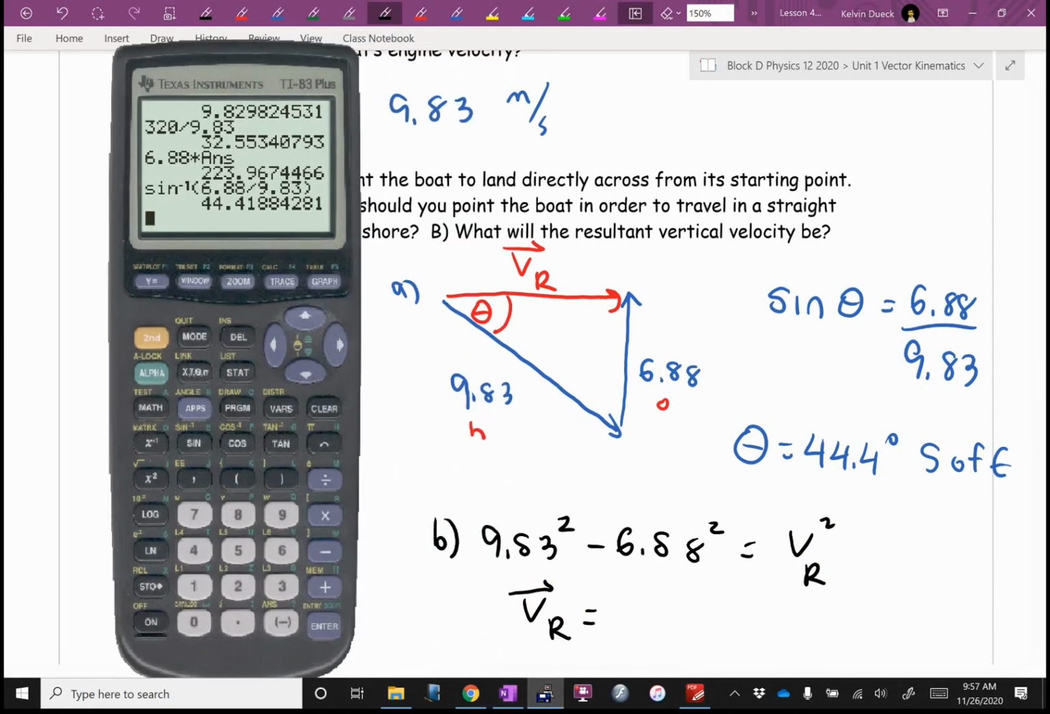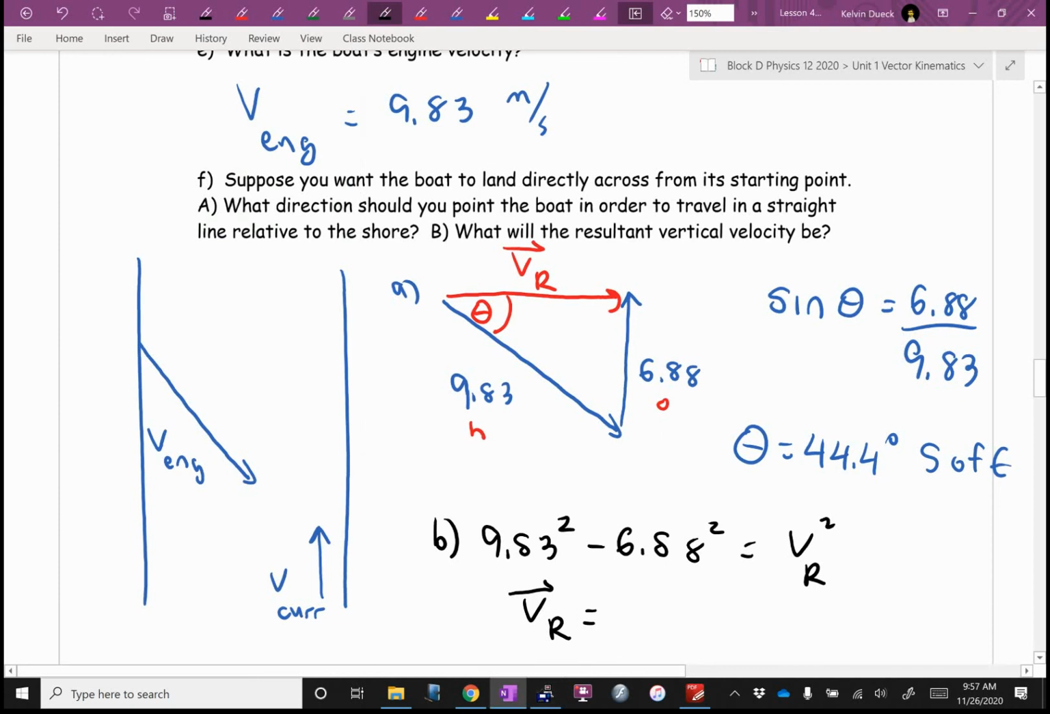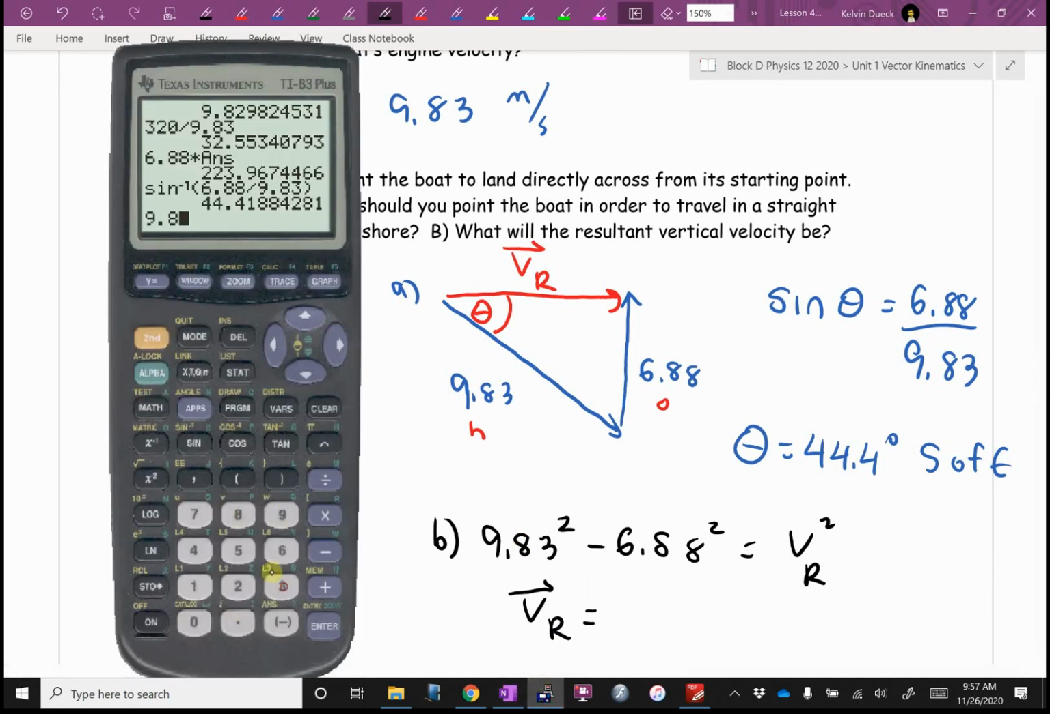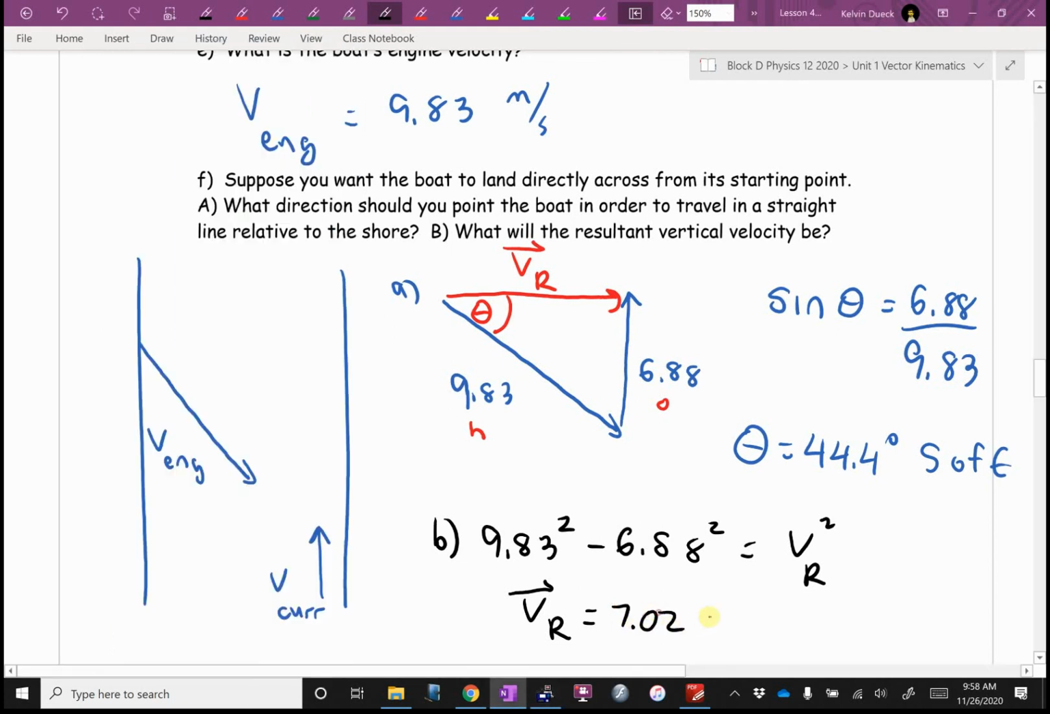That looks like a 5. Can't even read my own writing. 9.83 squared minus 6.88 squared equals, square root. It's going to be just a bit bigger than 7 because square root of 49 is exactly 7. 7.02 meters per second. How long would it now take to get across?